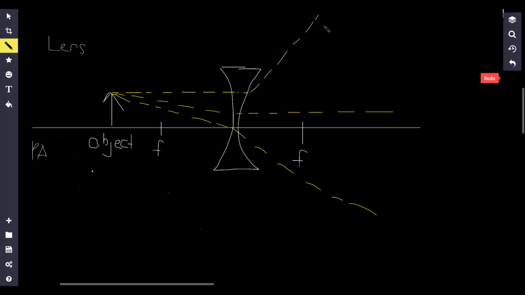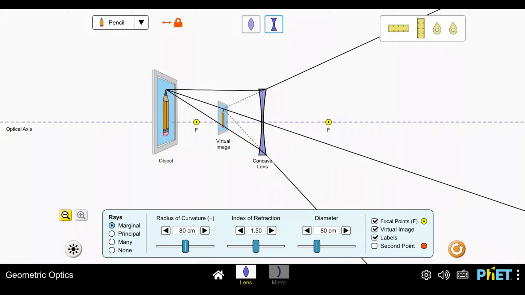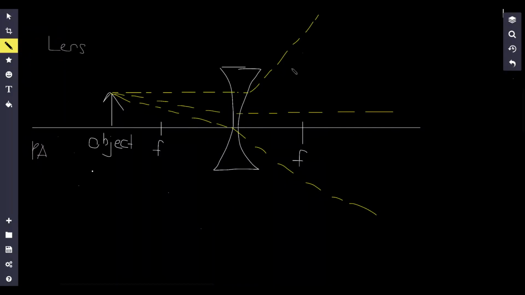Now, if your light rays all go in different directions, then that's how you know that you've done something right. If all your light rays are converging to something and you're dealing with a concave lens, that's a really easy way to tell that something has gone wrong.